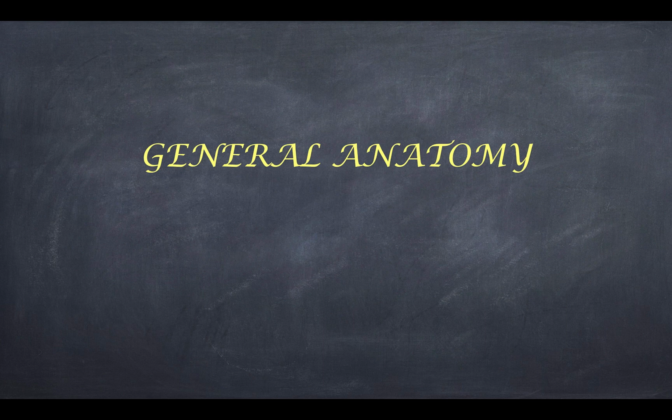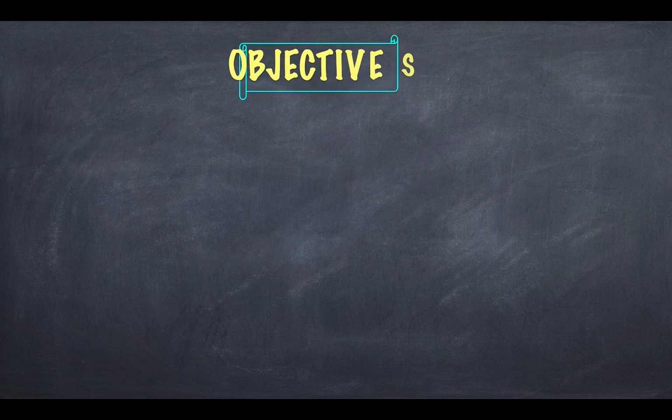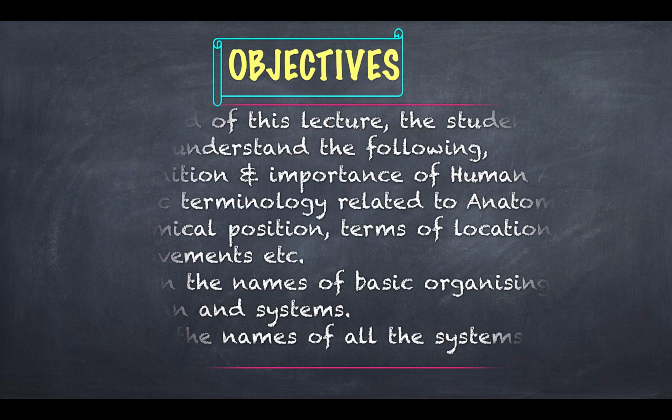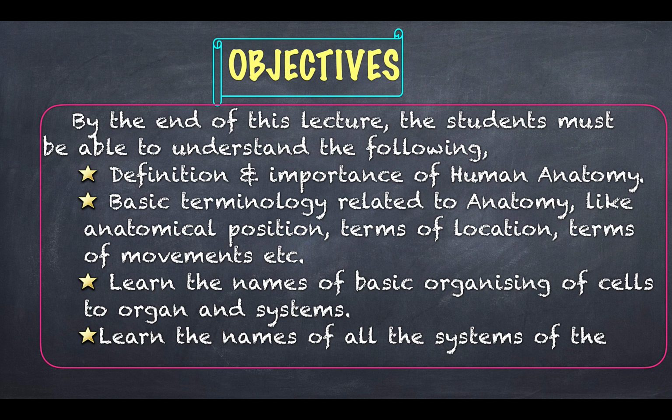Second lecture of general anatomy today. So the objectives of this lecture are: by the end of this lecture, the students must be able to understand the following. Definition and importance of human anatomy, basic terminology related to anatomy, the names of the basic organization from cells to organs and systems, and the names of all the systems of the body with little detail.